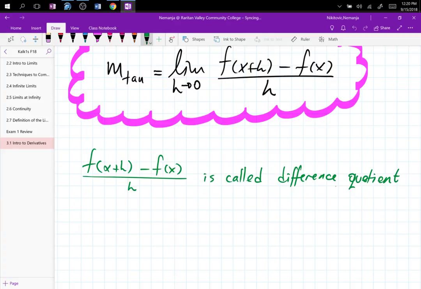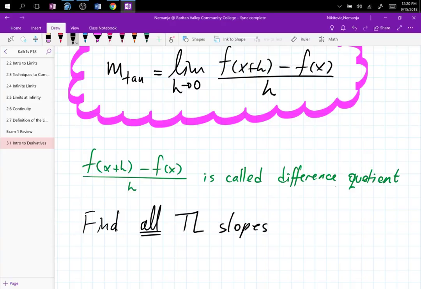So, the next question says, find all tangent line slopes for f of x equals x squared minus 1. Same function as before.